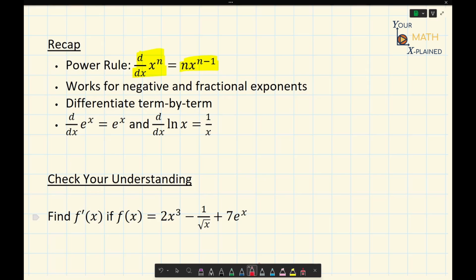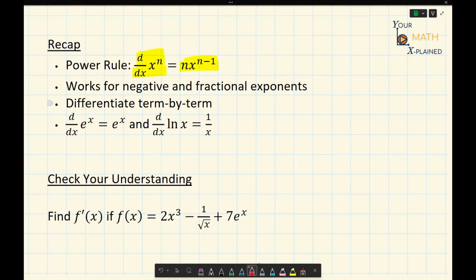We saw in our example that if our expression had multiple different terms that involved x to the power of n, we can differentiate term by term. But note, this only works when you're adding and subtracting those terms, not when you're multiplying and dividing. We're going to be covering what happens when there's multiplication and division in a future video. We also went over a couple of other important rules, which are derivative of e to the x and the derivative of ln of x.